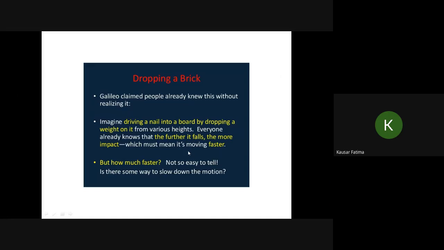Suppose an object is dropped from a height of 5 meters and another object is dropped from a height of 10 meters. Of course, the one dropped from 10 meters will have greater impact, and on hitting the ground its final velocity will be greater than the one dropped from 5 meters, because the final speed will be greater, so it will produce more impact.